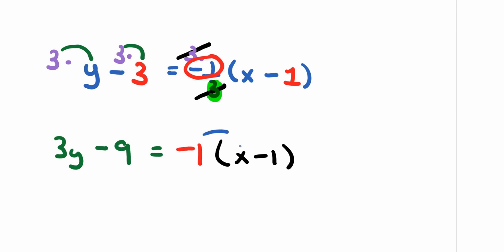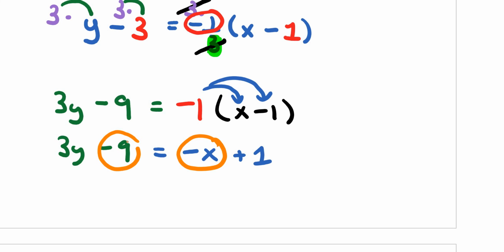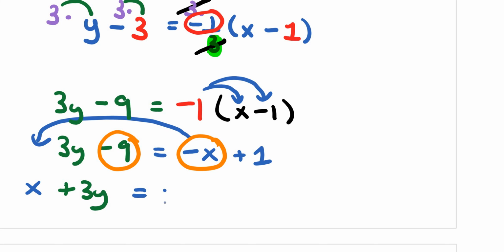All right, after that, we can distribute this. If I do that, I get negative x plus 1. And on the left-hand side, I have 3y minus 9. Now the goal is I want to get the x's and y's all on one side, so I'll move this to the left-hand side, but I'll also move this to the right-hand side at the same time. So if I move this negative x over, I get positive x, and then plus 3y, equals 2. Then I have a 1 here and a positive 9.